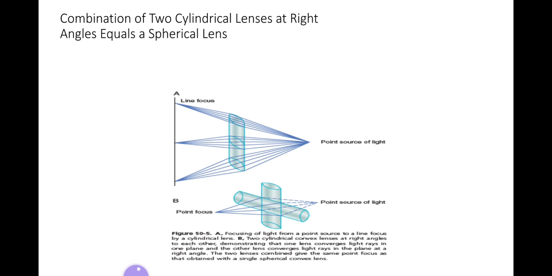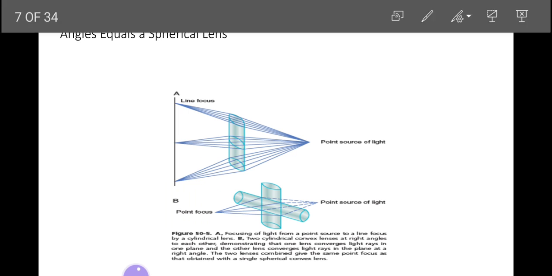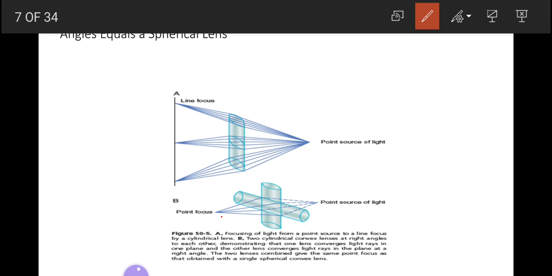Here the slide shows that the combination of two cylindrical lenses at right angles equals the spherical lens. How is it showing? It is because it is focusing the light rays on one point, from the point source to the line focus. Two cylindrical lenses at right angle are equal to the spherical lens. Why is it said so? Because it converges the light rays to a focal point.